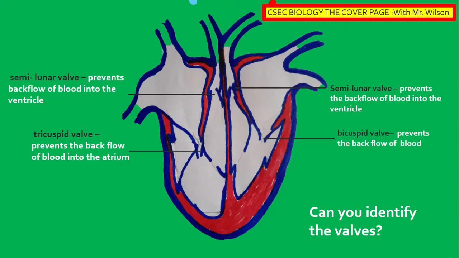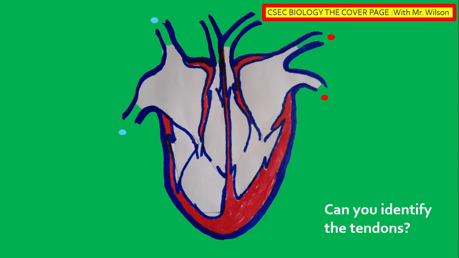Please ensure that you are taking notes. Look at the annotation, look at the label. We have pulled apart the heart, and we have identified blood vessels, valves, chambers, side, so that you can easily understand and be able to put it together for your examination.